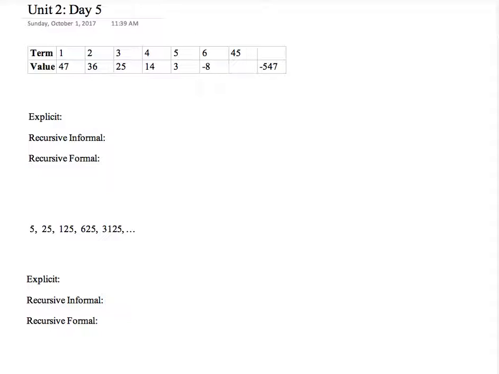And you can see for recursive, I've written it with formal and informal. So we're going to write down both the formal and the informal notation. So first, what's going on in this first example? We're going just one term to the next. What's happening from here to here, and here to here, etc.? I think after a second you should find, just like the ones that we did yesterday, this has a common difference, in other words, d. So the common difference here looks like it's going down 11 each time.